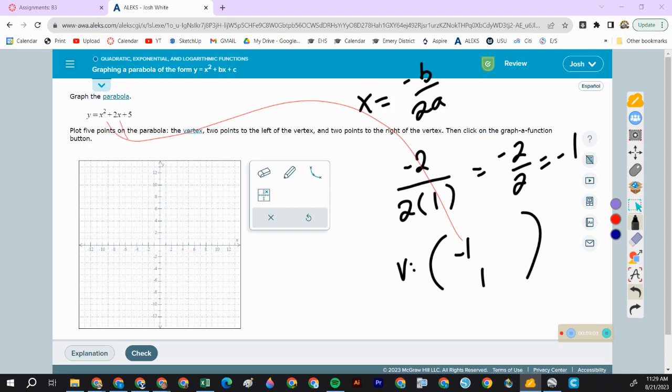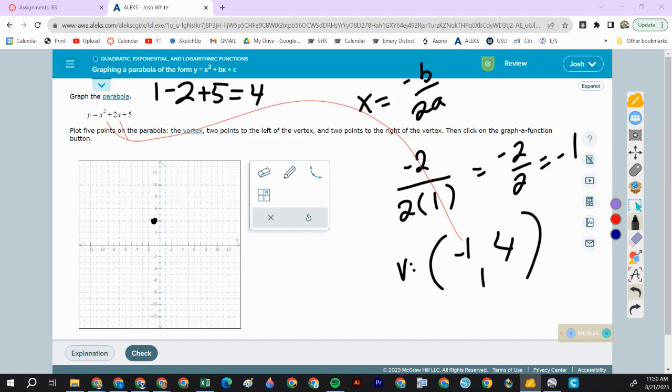Negative 1 times negative 1 is 1. 2 times negative 1 is negative 2 plus 5. That gives me 4. The vertex is negative 1, 4. Right there. How does this parabola open?